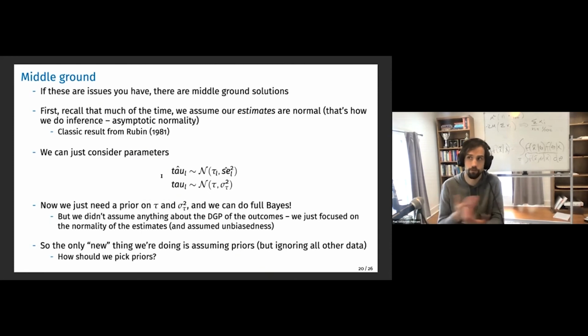So that's how we do inference, right? We say, all right, these are asymptotically normal. Let's do confidence intervals based off of this is the mean. I want to test whether or not it's different from 0. I do 1.96 times the standard error.